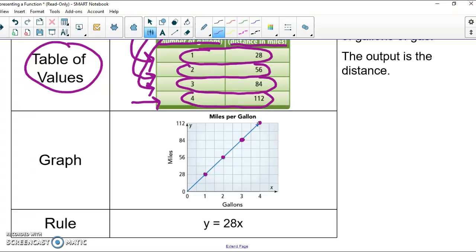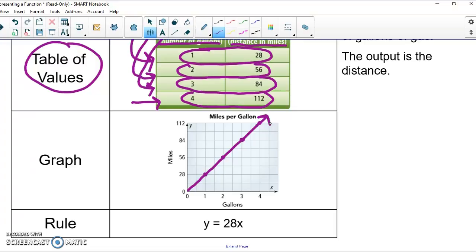And I have connected all of these points in a line starting at the origin. Now notice my graph does not extend past the origin in the negative direction because I can't drive a negative distance. I can't have negative gallons of gas, nor can I drive negative miles. So my graph starts at 0 and extends all the way through these points, continuing on in that direction.